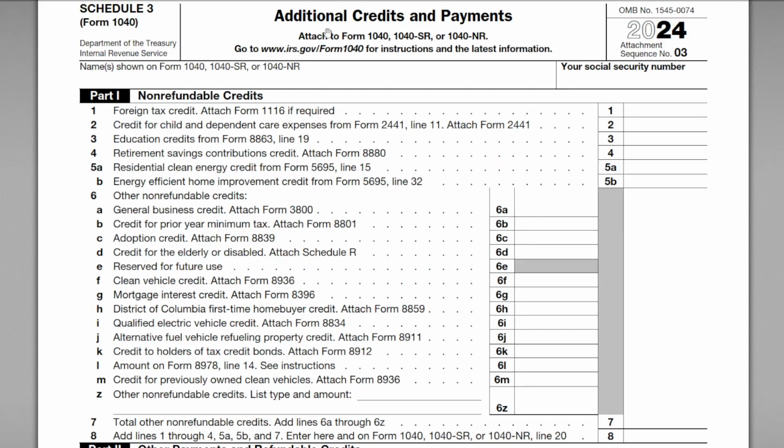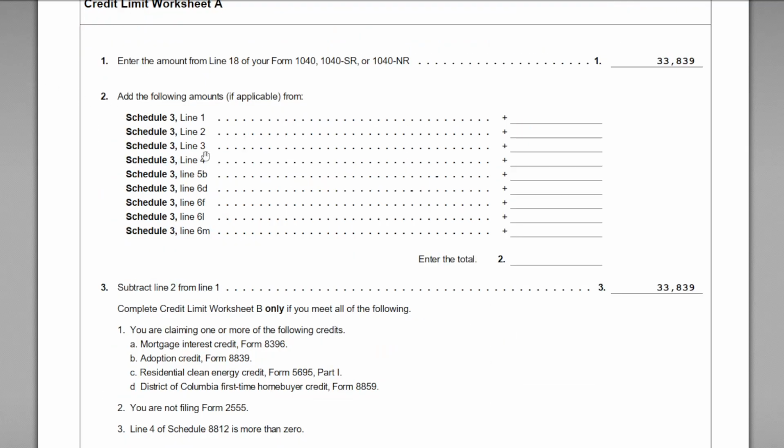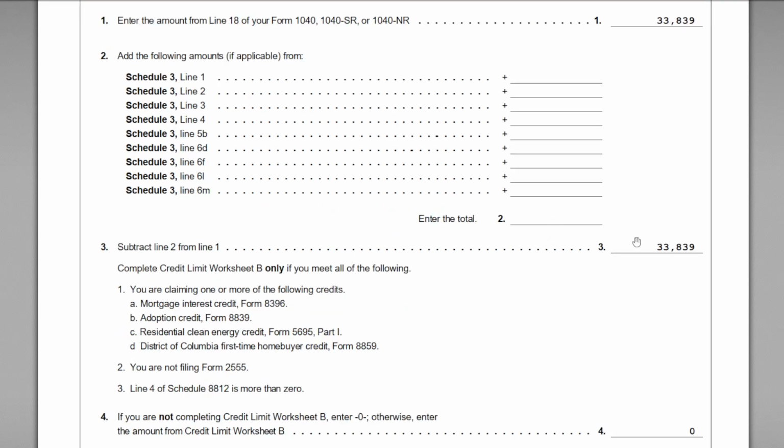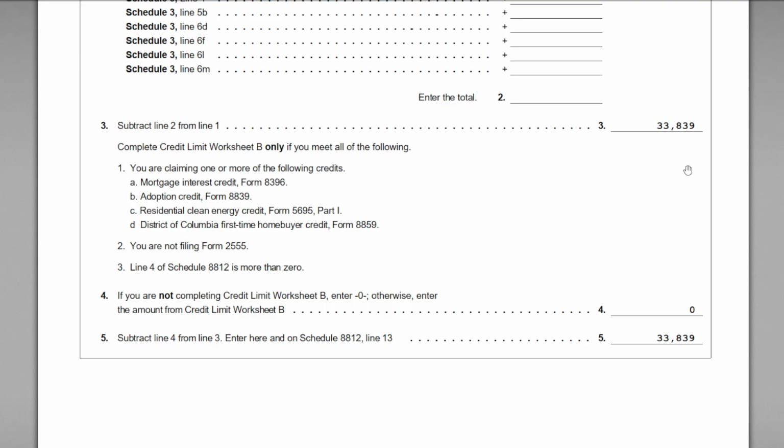So this is Schedule 3, additional credits and payments. You can see the line items here, right? Line item 1 was the FTC. 2, credit for child and dependent care expenses on the 2441, education credits, and so on. So if you have any of these Schedule 3 amounts, you need to enter them here and subtract them first from your tax liability before we account for the child tax credit. Jane's got a pretty straightforward return here, so we don't have any Schedule 3 amounts, so that's why this figure is blank.